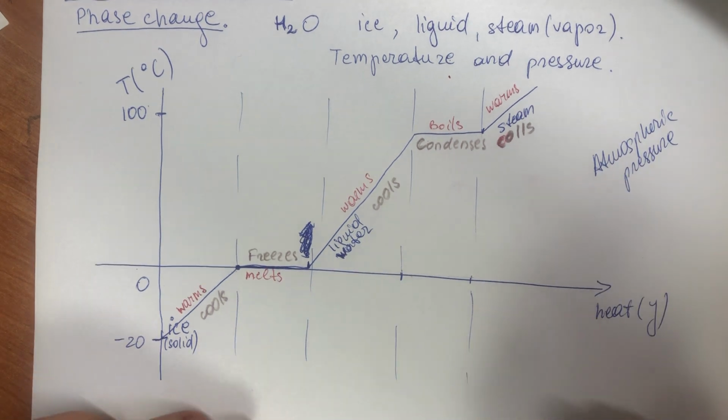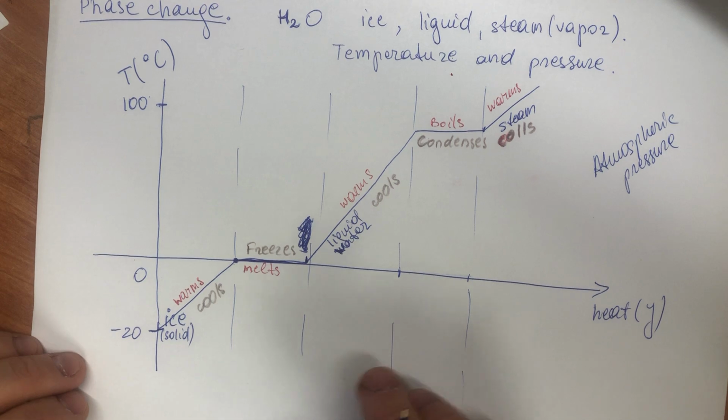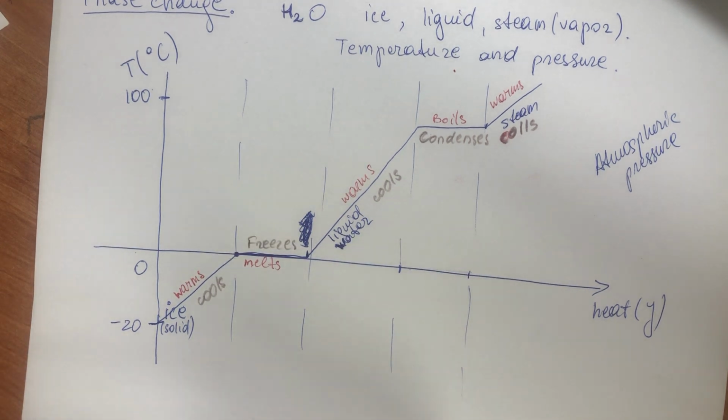But what happens if we change the pressure? You know that in the mountains, water boils at lower temperatures. This is because atmospheric pressure is lower in the mountains.